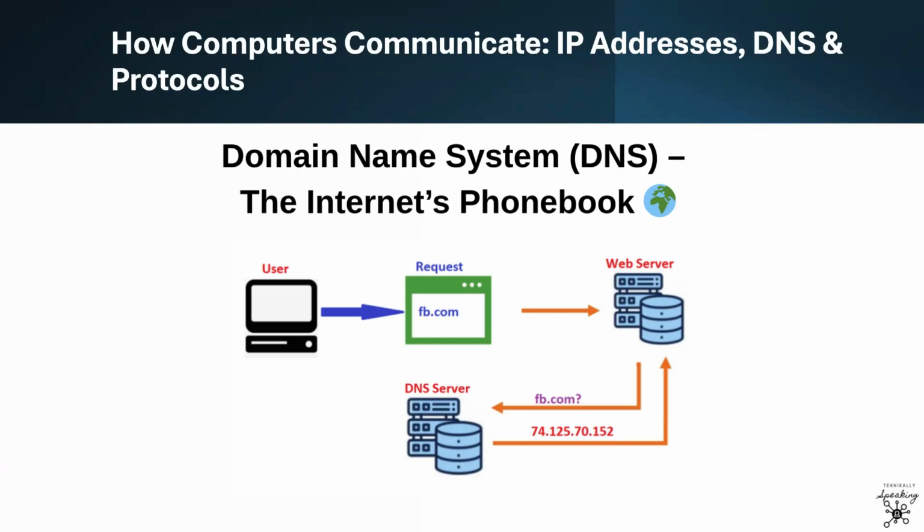DNS, the internet's phone book. Websites have domain names like google.com, but computers use IP addresses. The Domain Name System, DNS, converts names into IP addresses. An example here would be when you type facebook.com, your computer asks DNS what IP to use.